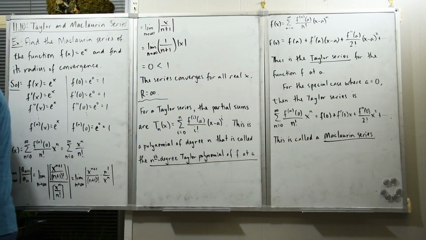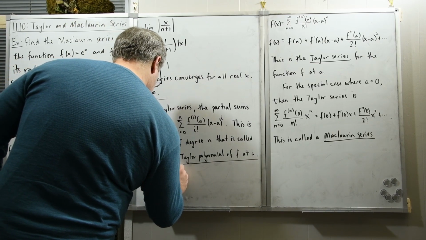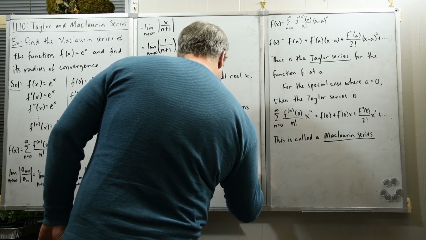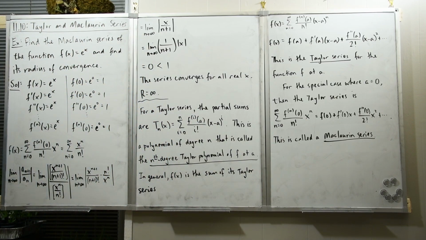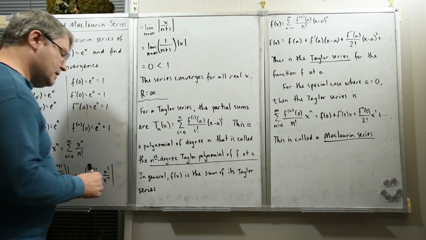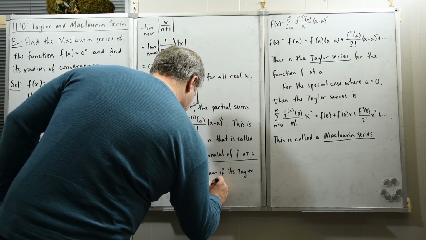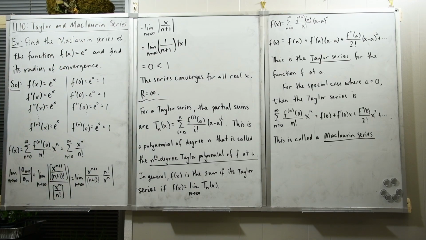All right. So, in general, f of x is the sum of its Taylor series if f of x is the limit as n approaches infinity of t sub n of x.